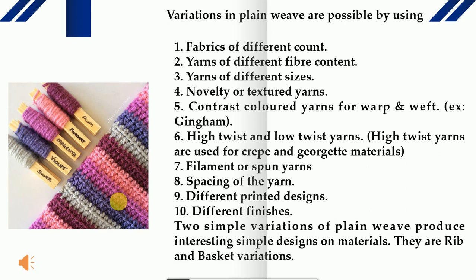High twist yarns are used for crepe and georgette materials. 7. Filament or spun yarns. 8. Spacing of the yarn. 9. Different printed designs. 10. Different finishes. Two simple variations of plain weave produce interesting simple designs on materials. They are rib and basket variations.